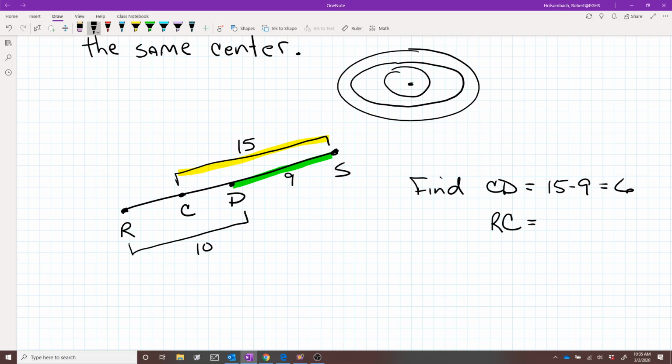If R to D is equal to 10, and this C to D is equal to 6, how far is it from R to C? Yeah, it's the 10 minus the 6. That's 4. Everybody alright with those?